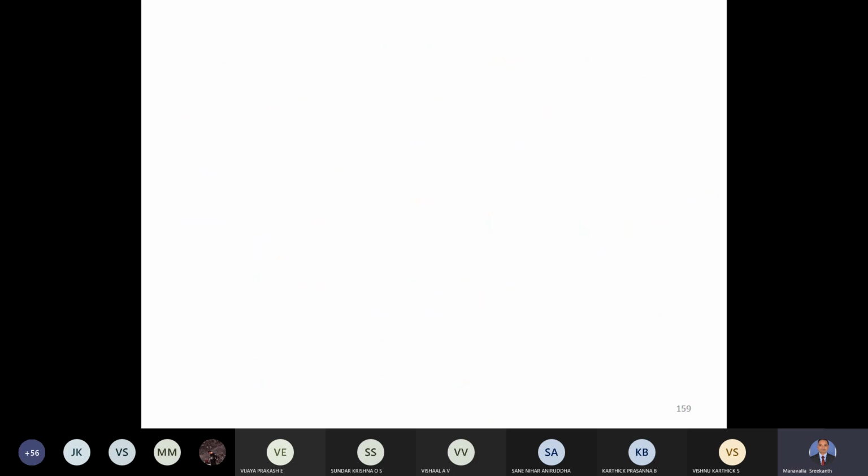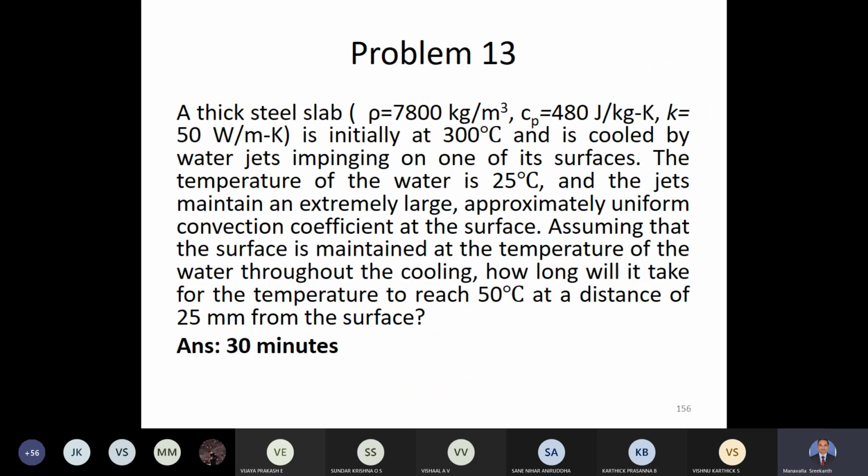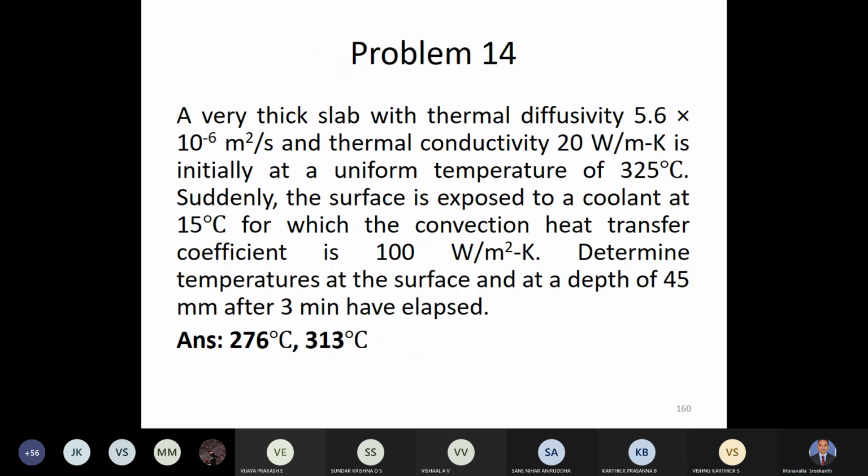We'll take up the second problem. Is this the only question asked here? Assuming that the surface is maintained at the temperature of the water throughout the cooling, how long will it take? Yeah, only one question asked, so that's it. So, coming to the next question, a very thick slab with thermal diffusion. Sir, in that table, the parameter itself contains tau. So how do we find that?